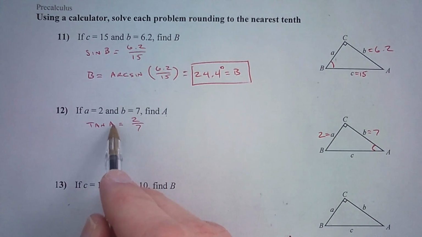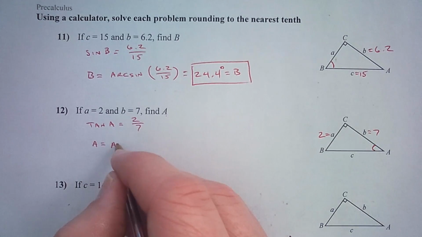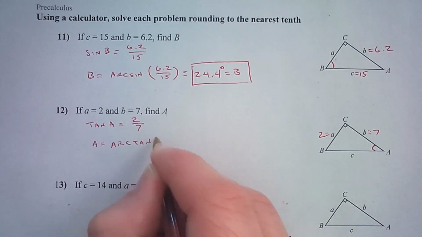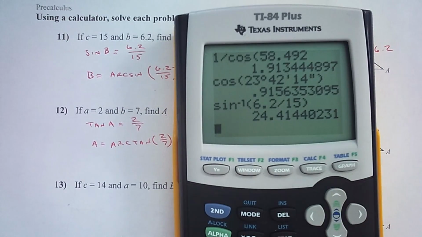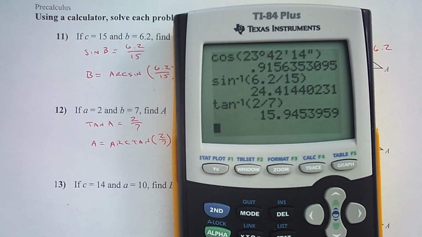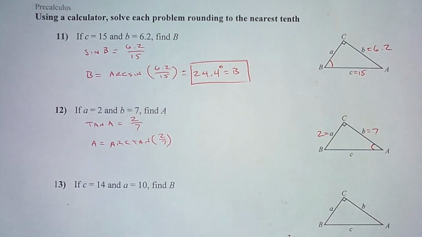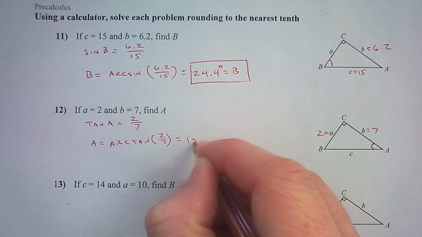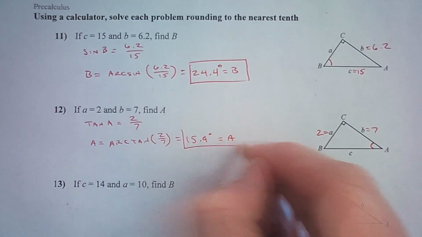And again, we're looking for an angle, so that will be arctangent, 2 over 7. So second tangent, 2 over 7, is 15.9, and that 4 is not big enough to bump the 9 up. So 15.9 degrees is the measure of angle A.